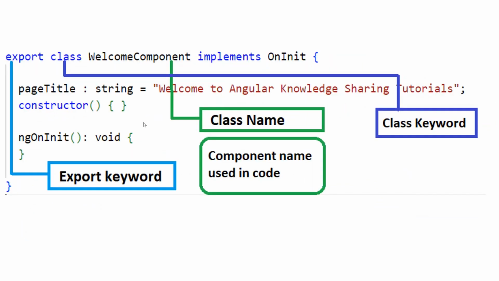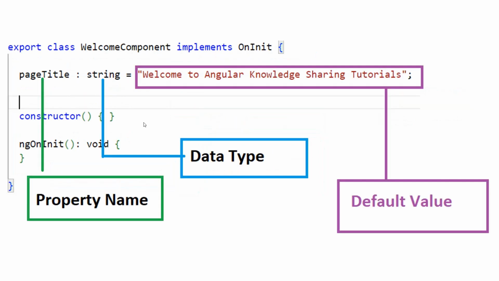So first let's go through the class. The class is first decorated with the export keyword so that we can use it throughout our application. Then we have the class keyword, then your component name, and then it implements the OnInit method. It is basically a load method, in which we bind data. Next, we declare one property in that component with the name pageTitle. Then we declare the data type of that property, and then we pass the default value of it.